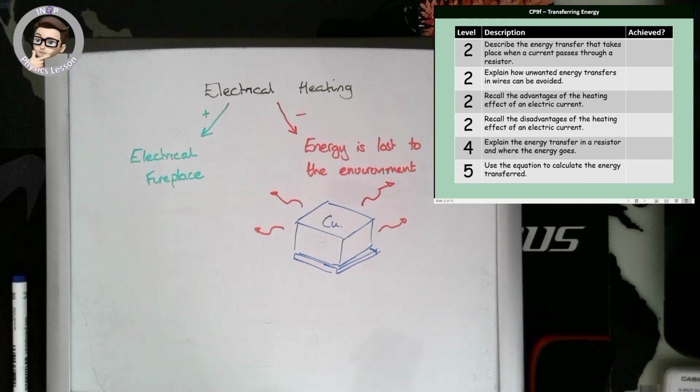We've looked at advantages and disadvantages of the heating effect of electrical current, and we've explained where the energy goes when we've got a resistor that is getting heated up. And finally, we've looked at that equation, E equals V times I times T.